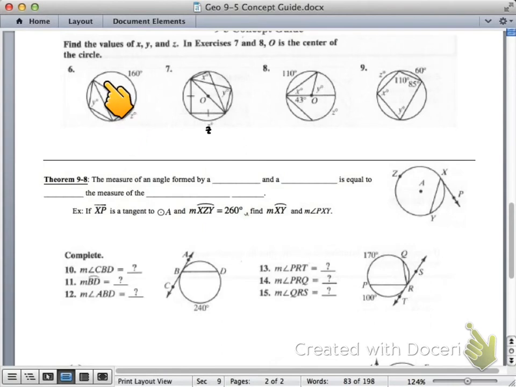To find X, oh look, its intercepted arc is given to us. If we know what these two angles are, we know what this angle is, so you just have to pay attention to what a diagram gives you. Give these 4 guys a shot here, and I'll show you answers. Hopefully you paused it before you did it, but here are the answers.